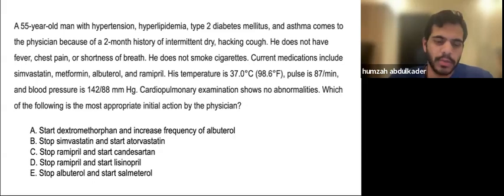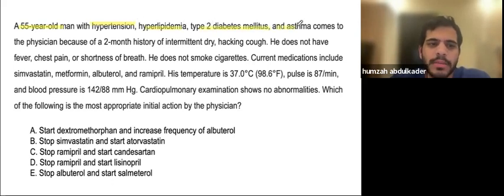Okay, some people are trying to answer in the chat, so we'll go over the question. I'm just going to go over the question normally, just so that we can go through this a bit faster. A 55-year-old man comes in with hypertension, hyperlipidemia, type 2 diabetes, and asthma. He comes with a 2-month history of dry intermittent hacking cough. He has no fever, no chest pain, no shortness of breath. He does not smoke cigarettes. Current medications include simvastatin, metformin, albuterol, and ramipril. They give you his temperature and his pulse, and they tell you he's hypertensive. Which of the following is the most appropriate initial action by this physician?